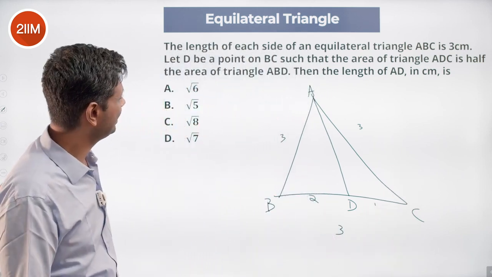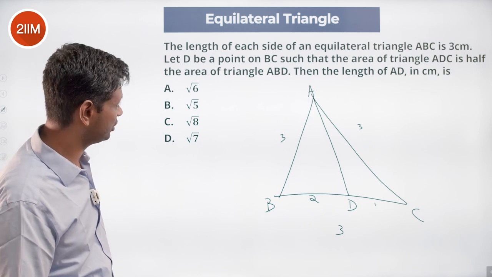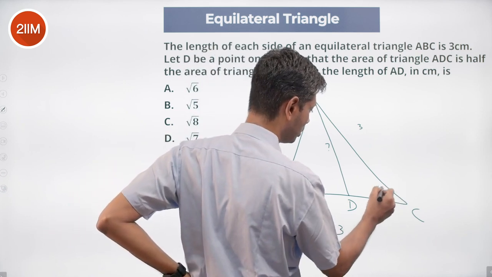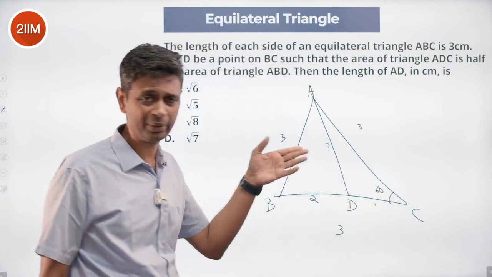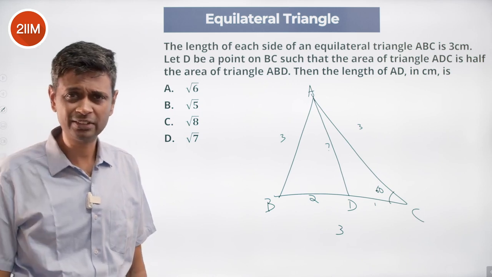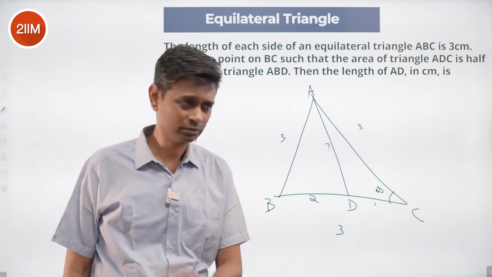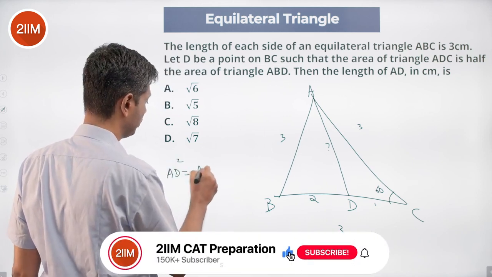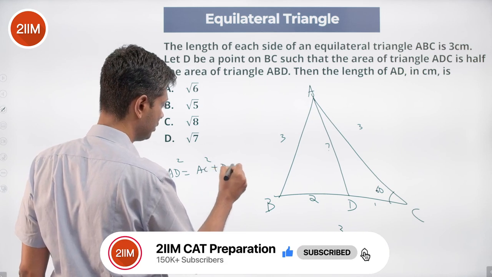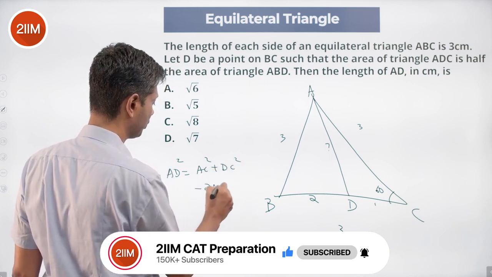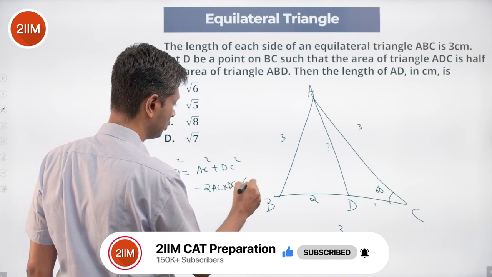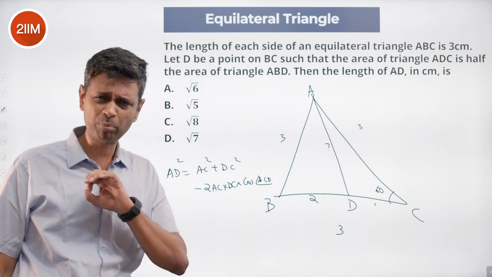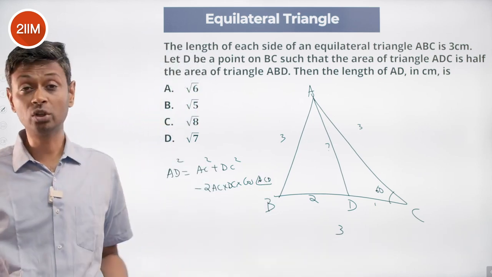Nice. The length of AD in centimeters is, we want to find AD. This angle is 60. We have 2 sides and the angle in between them. We can find this answer. How do we find it? We use the beautiful cosine rule. So we know that AD square in that triangle is AC square plus DC square minus 2 times AC into DC into cos angle ACD.